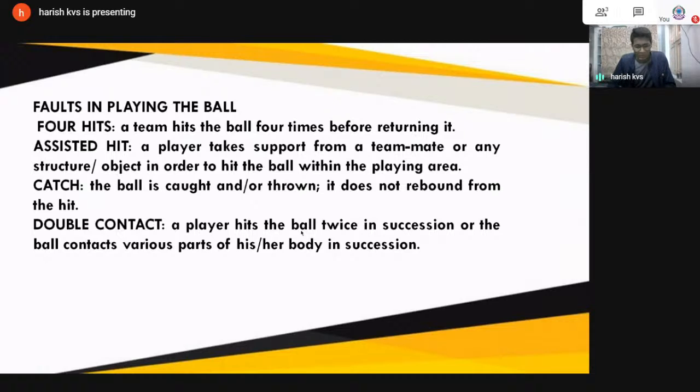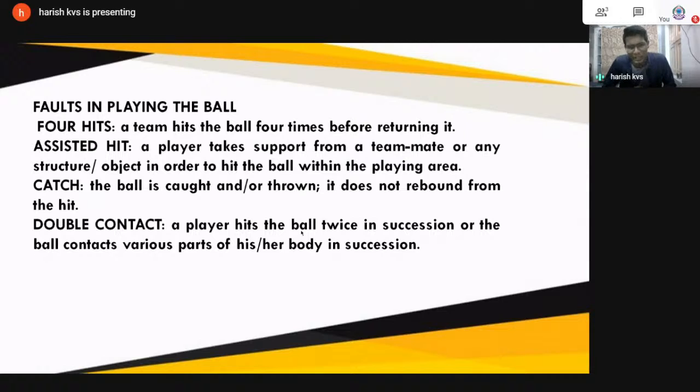Catch: the ball cannot be caught or thrown. It does not rebound from the hit. So it is a basic thing. The very word volleyball consists of volley. Either they can volley the ball or tap the ball into the opponent's court, but they cannot catch the ball or throw the ball, so it shall be called a fault.